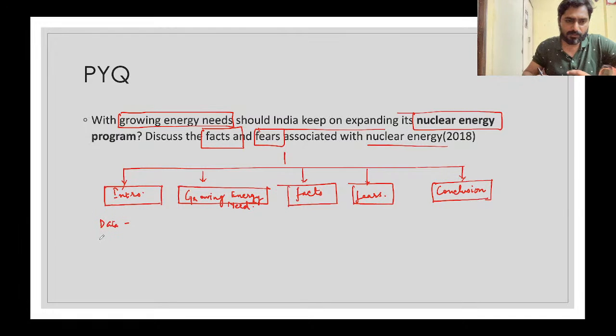So you can use the data of Ministry of Power. Ministry of Power says that at present, 1.7% of all the electricity that we are producing is produced from nuclear energy.